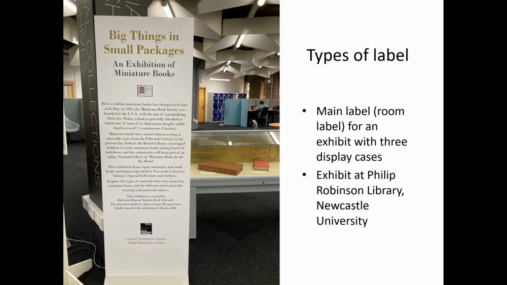Here we've got a main label or a room label with an exhibit that has 3 cases. This is an exhibit at Philip Robinson Library in Newcastle University, so it's a quite small exhibit and it's not really a full-on museum, but you can see how large it is, right? This is almost as tall as I am, probably a little taller, let's be honest. And it's giving you that big picture, a theme, and telling you the story that you're supposed to be grasping from looking at these objects.